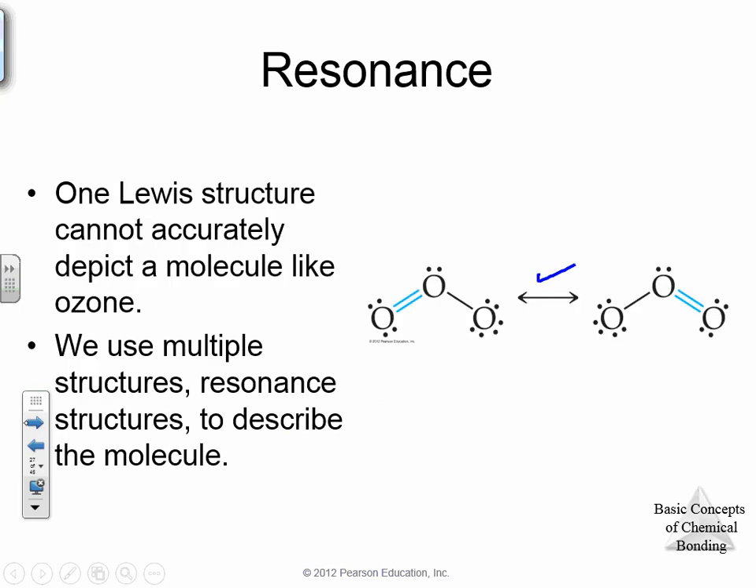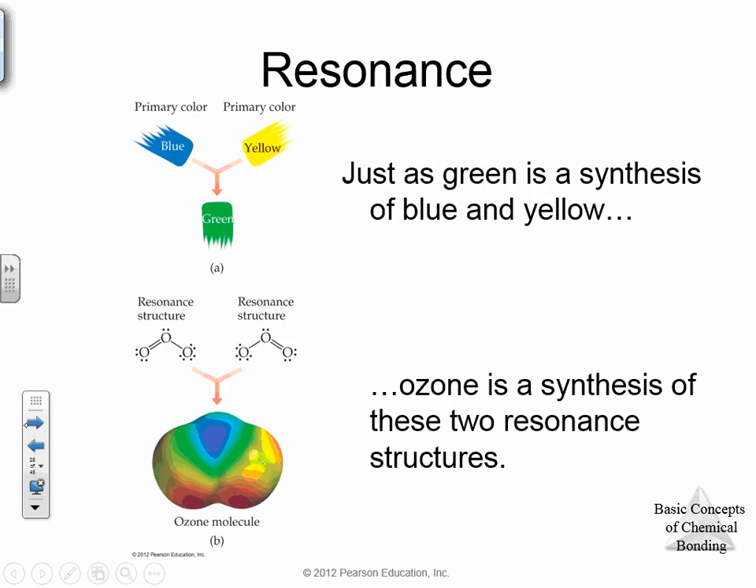So one Lewis dot structure cannot accurately depict a molecule like ozone. We have to draw 2 Lewis dot structures. And you can see the structure on the left and the right is essentially the same, except that double bond is moving back and forth. So we have a pair of electrons that keep moving back and forth as they continue to get shared. And that is resonance.